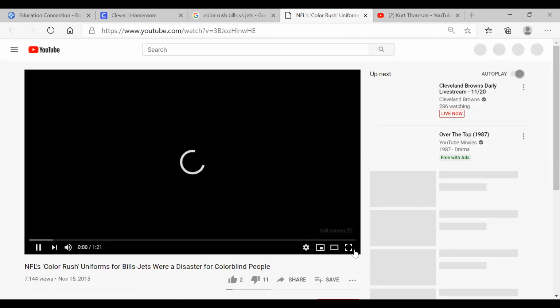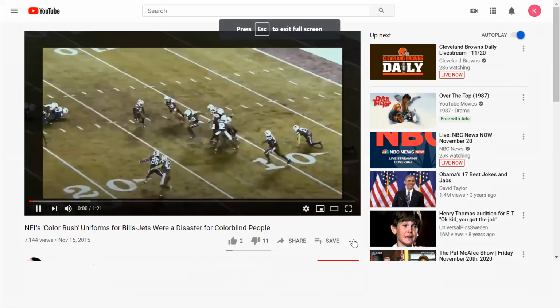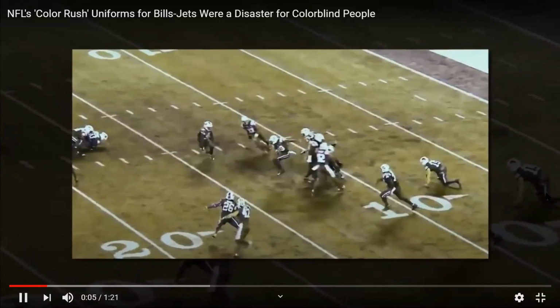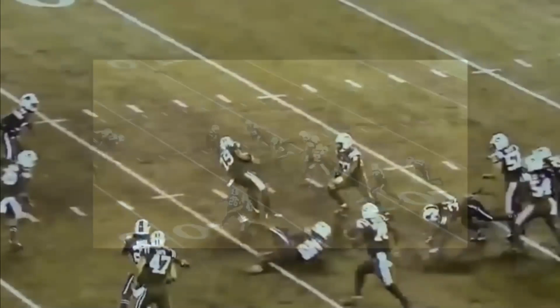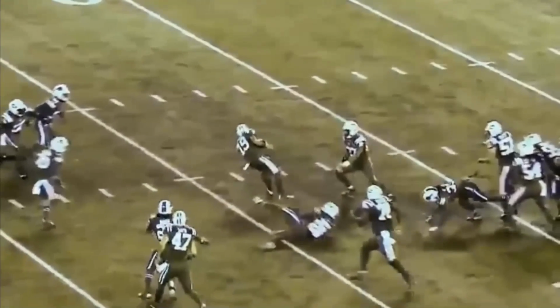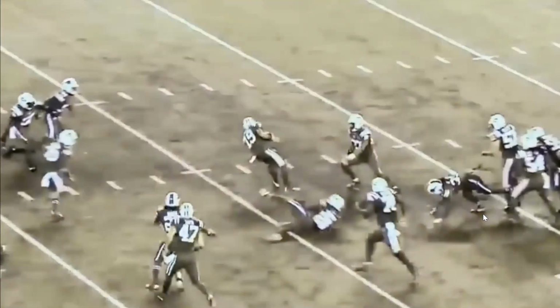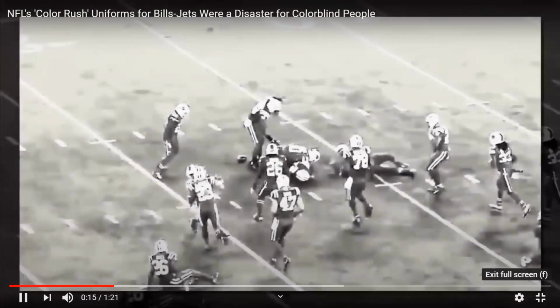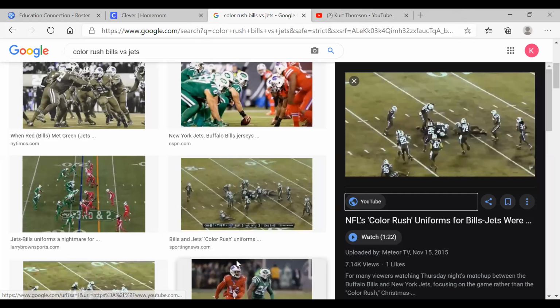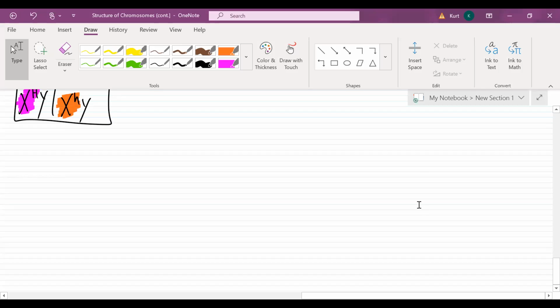So let me show you this. This is what it looked like to the colorblind person. I mean, tell me, who's the Bills and who's the Jets? Who's wearing gray and who's wearing green and who's wearing red? You can't tell. This is what it looks like to a colorblind person. All right. So that was definitely a learning experience for the NFL. Okay.